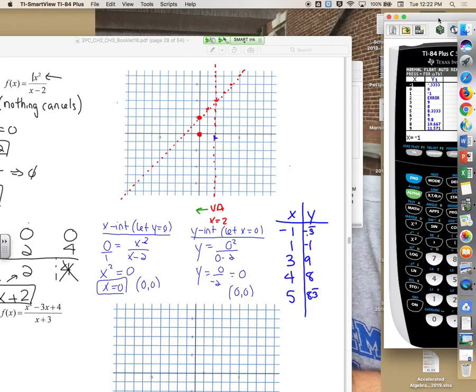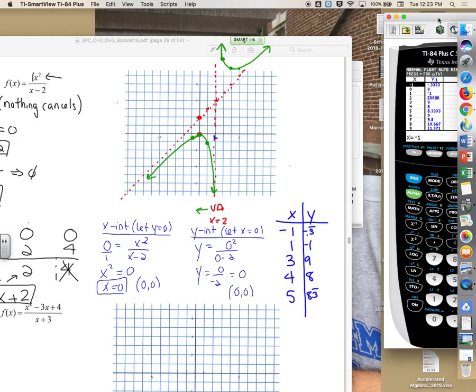So if we're at -1, we're at -0.3, which is right about there. At +1, I'm at -1. And then I also had that x and y intercept. So my graph is going to get close to that asymptote without crossing. I got pretty close on that side. And then let's plot these other values. So x is 3, y is 9. It's going to be way up here. When x is 4, y is 8, maybe about there. And when x is 5, y is 8.3. So it's kind of going like that for those 2 branches.